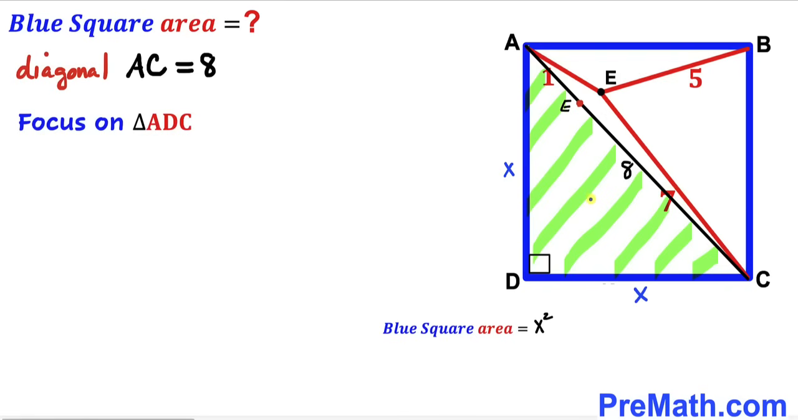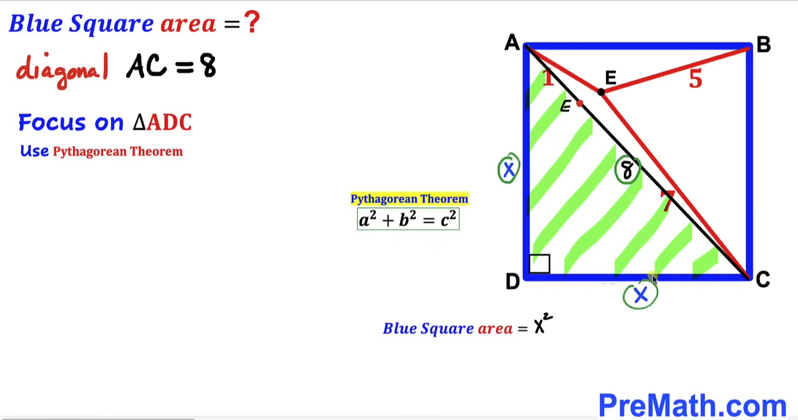And now we are going to focus on this right triangle ADC. And I'm going to apply the Pythagorean theorem on this triangle as well. And here's our Pythagorean theorem once again, a square plus b square equal to c square. In our case, our hypotenuse is 8, whereas our two other legs are x and x. Let's go ahead and fill in the blanks in this Pythagorean formula. So we got x square plus x square equal to 8 square.